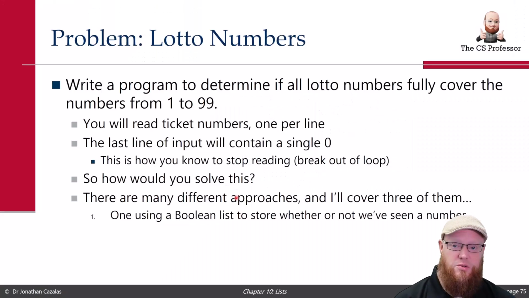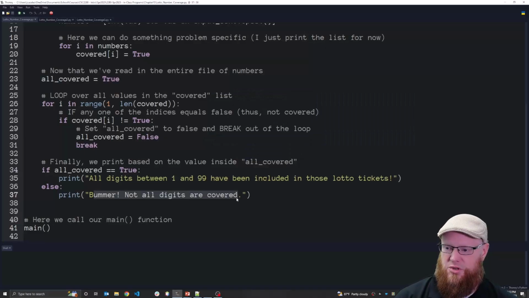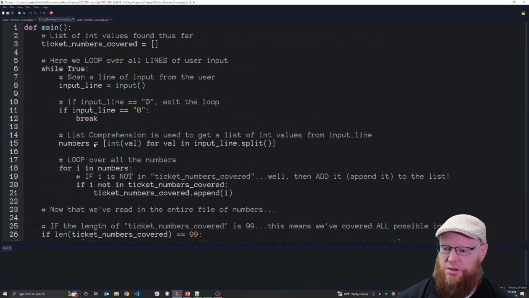That's the first solution. What's a second solution? Adding newly seen elements to a new list. So every time we see a unique number that has not been seen before, just add it to the new list. And then at the end, if the size of this new list is 99, we have covered all of our numbers. So check this out. Here's a second solution. I called this list ticket numbers covered, and it's empty.